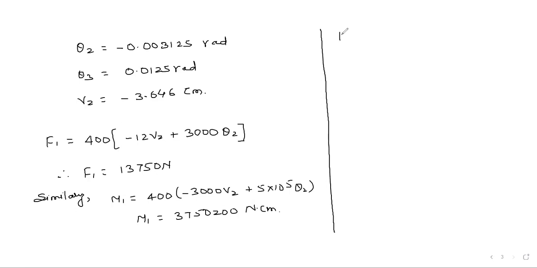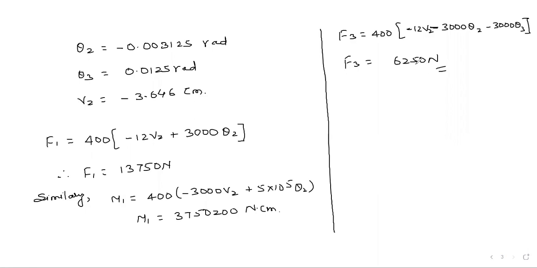Again, we now have the F3 value. F3 value will be 400 into minus 12 V2 minus 3000 theta 2 minus 3000 theta 3. Once you keep the values, you will get the value of F3 as 6250 Newton. That's it. These are the unknowns we need to calculate. They will ask you the final results in a proper manner.